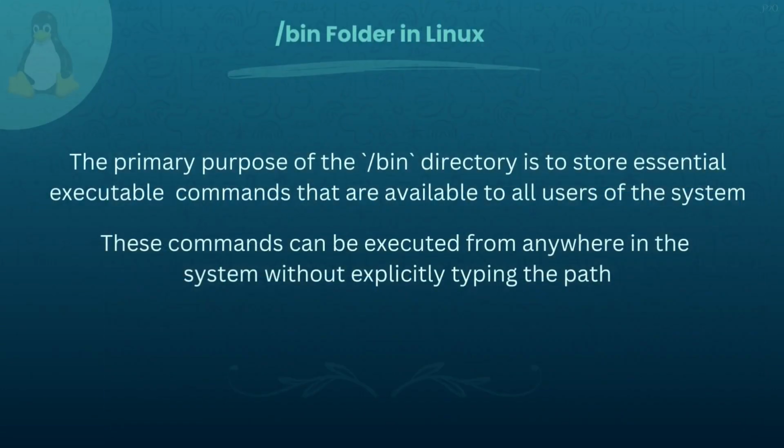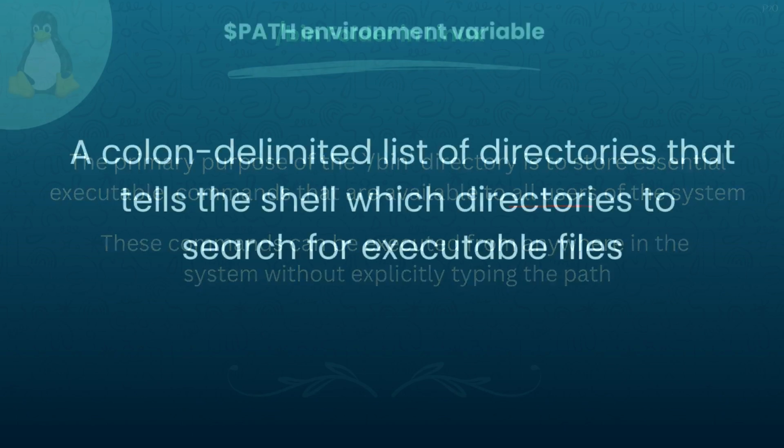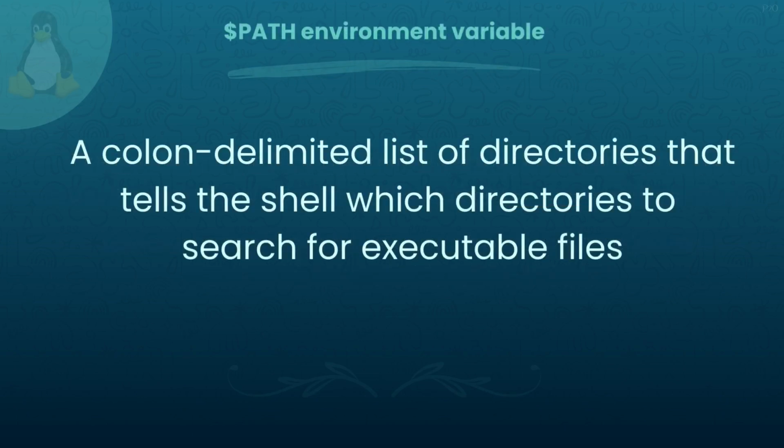So in summary, the primary purpose of the bin directory is to store essential executable commands that are available to all users of the system. Users can execute these commands from anywhere in the system without explicitly typing the path. By default, the bin directory is included in the path variable in Linux. This means that when you enter a command, the system automatically searches for it in the bin directory, among other directories in the path.